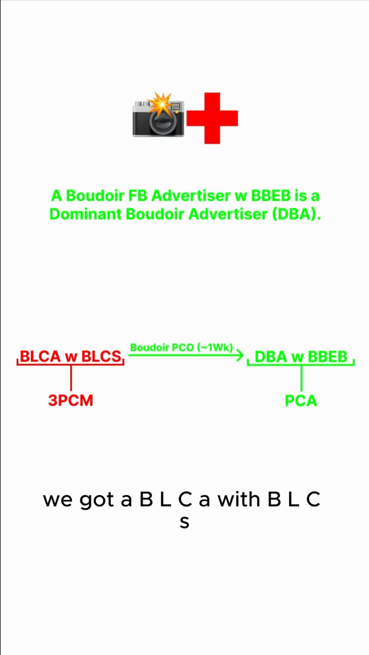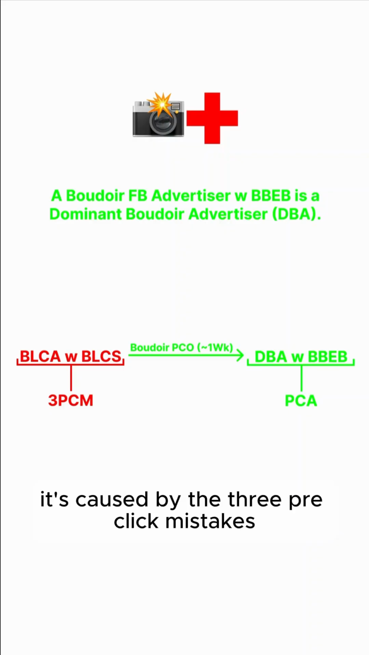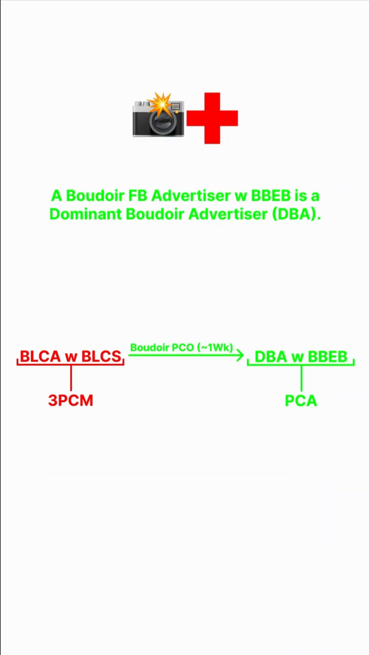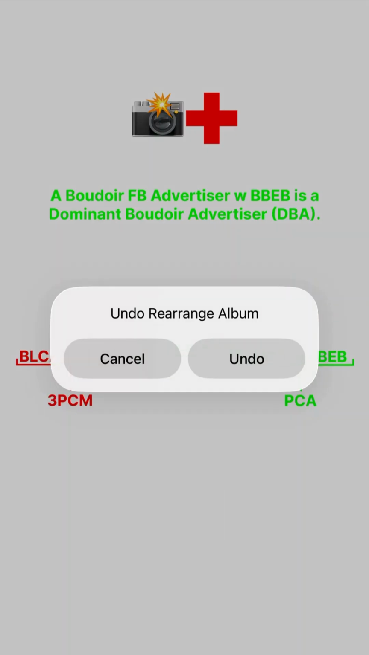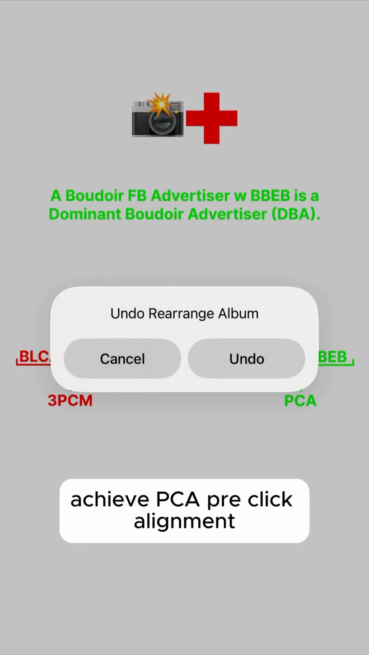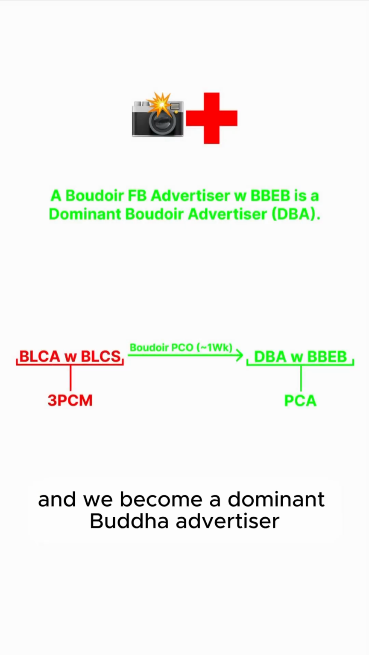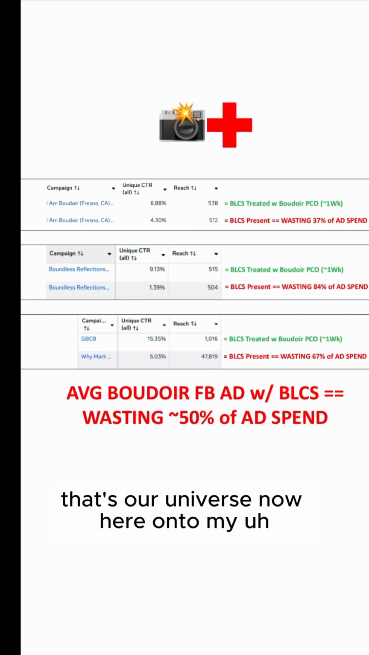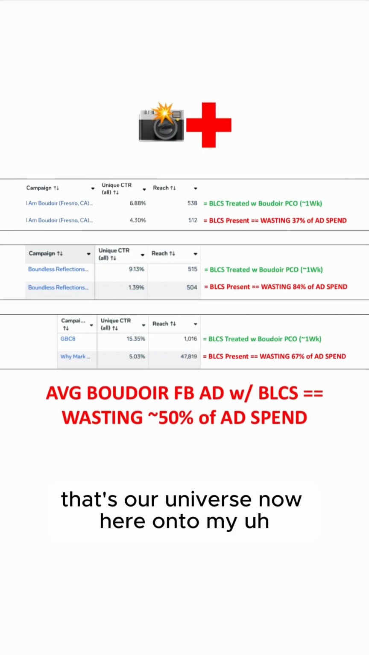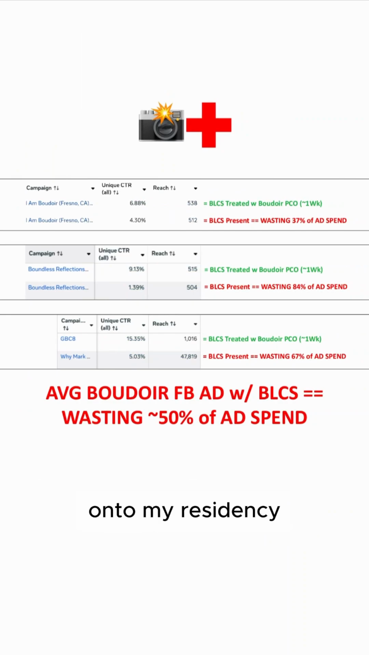We got a BLCA with BLCS. It's caused by the 3 pre-click mistakes. And then our solution is Boudoir Pico. It takes about a week. We achieve PCA, pre-click alignment, and we become a dominant Boudoir advertiser with Boudoir brain entry boost. So that's our universe. Now here onto my residency.